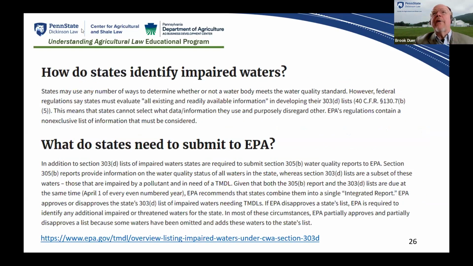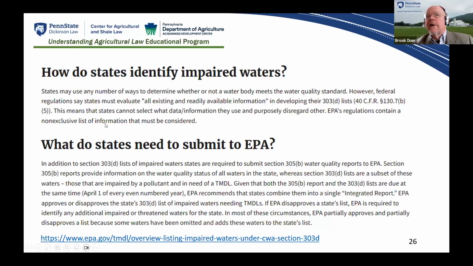All right, now, how do states identify impaired waters? States may use any number of ways. This is that thing that I was telling you about in terms of the water quality standards being so poorly described in the statute. Anyway, states may use any number of ways to determine whether or not a water body meets the water quality standard. However, federal regulations say states must evaluate all existing and readily available information in developing their lists. This means the states cannot elect what data and information they use and purposely disregard other data. Okay, we get it.